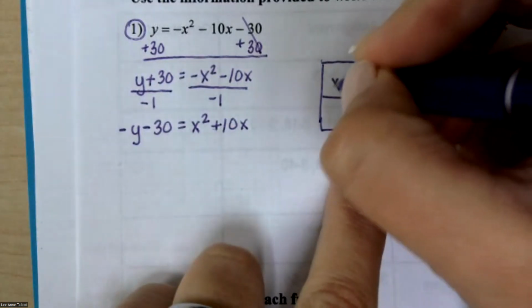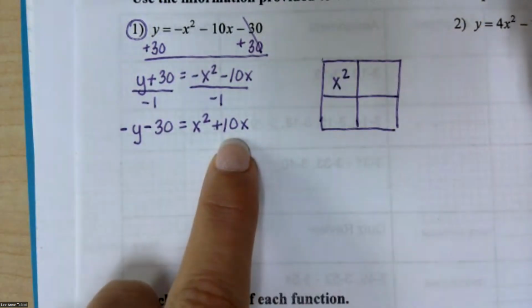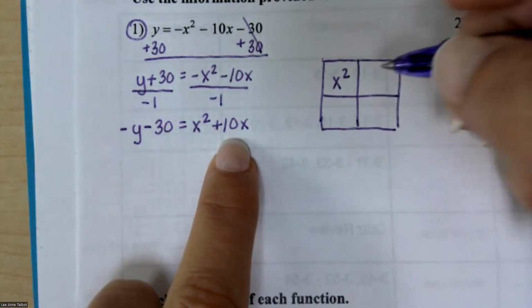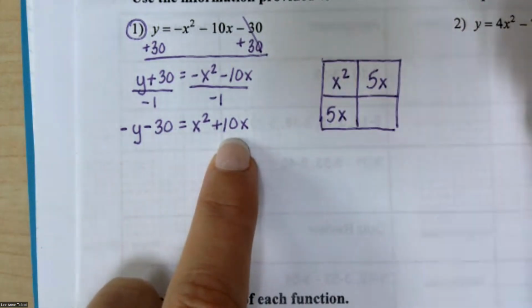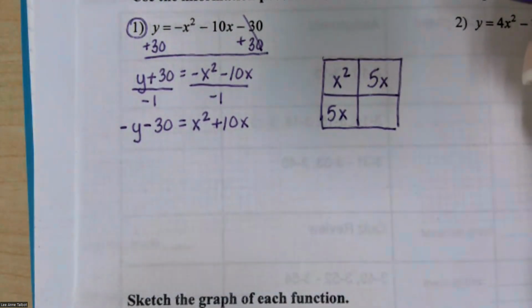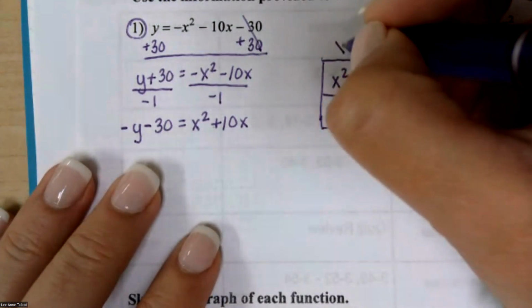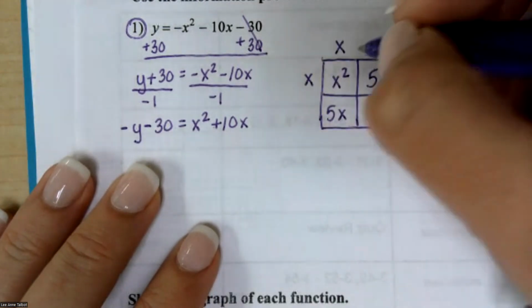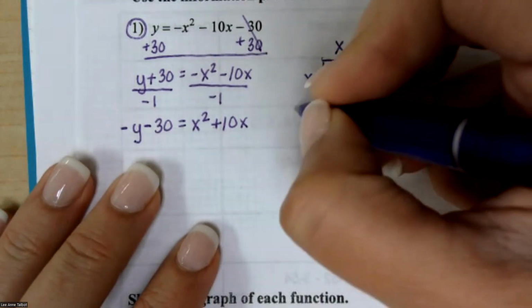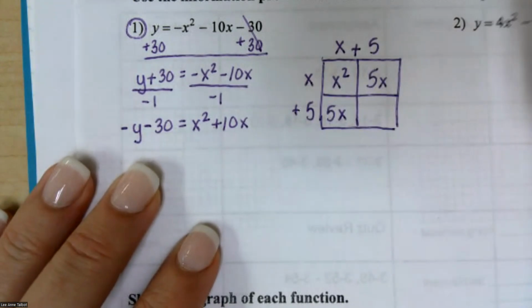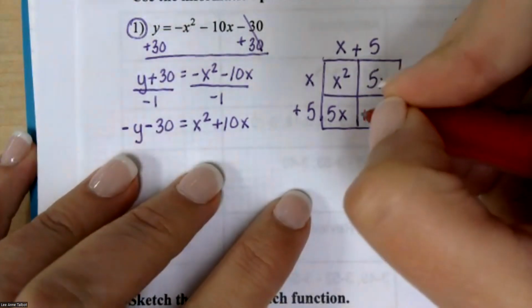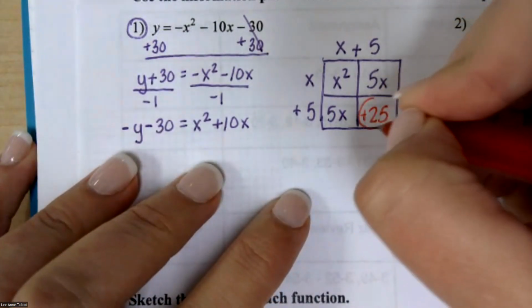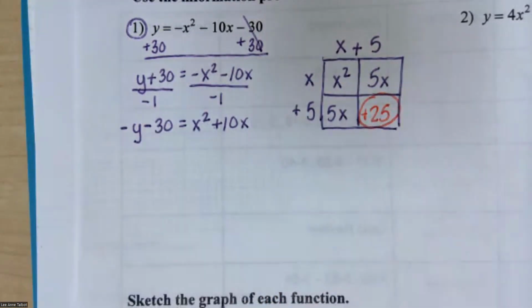Box x squared. I have 10 x tiles, so I'm going to split that into 2 piles of 5x and 5x. X plus 5 plus 5, which means that my constant must be 25.